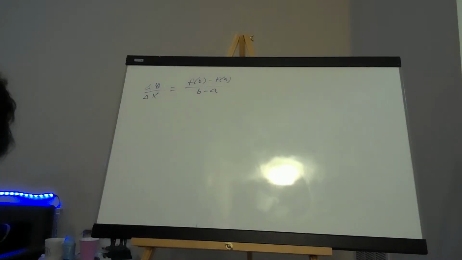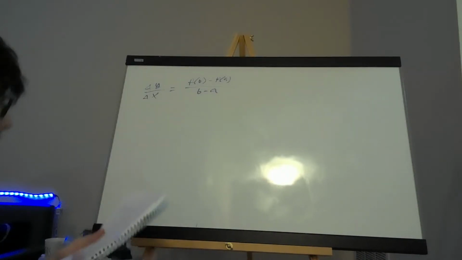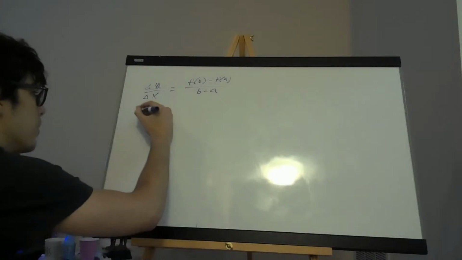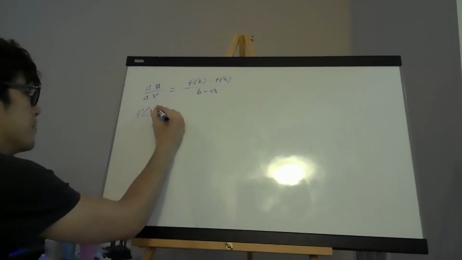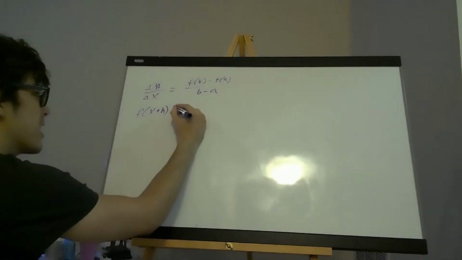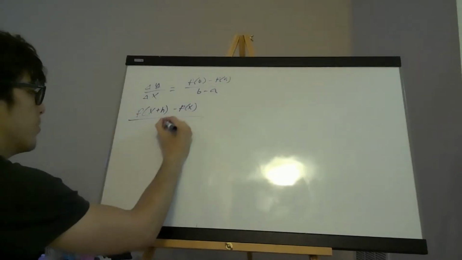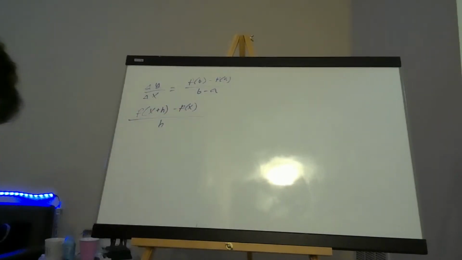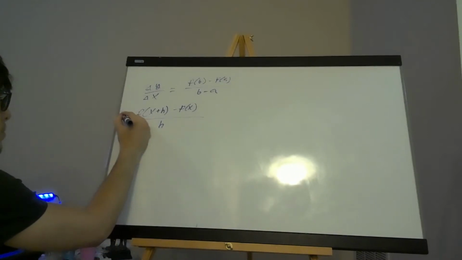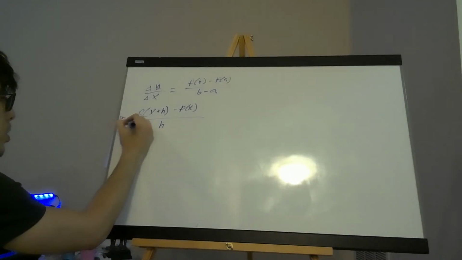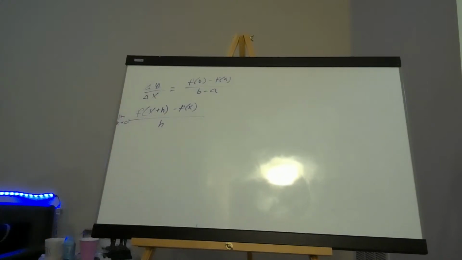This is the fundamental stepping stone for calculus, because then it gives us this, which I went over last time, the difference quotient: f of x plus h minus f of x all over h. And that's the difference quotient. And if we put the limit as h approaches 0, then we get a derivative.